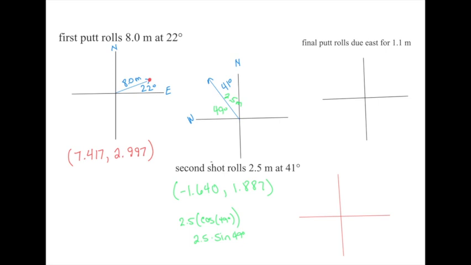This final putt rolls due east for 1.1 meters. What's nice about east, west, north, and south is that you actually don't have to use your trig functions at all, because the movement is clear. This is not an angular movement. This, well, it is, but it's going to be one of your perfect angles, 0, 90, 180, 270. All right, and so if I'm going due east, here is east right here. Due east is going to be, we'll draw it a little thicker, but due east is going to be right here.